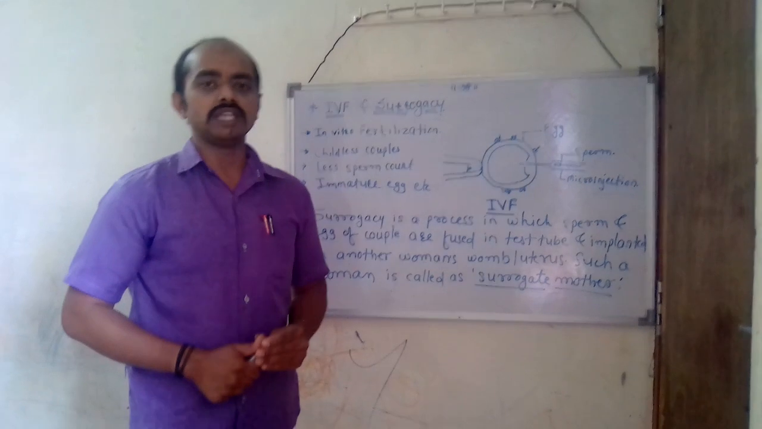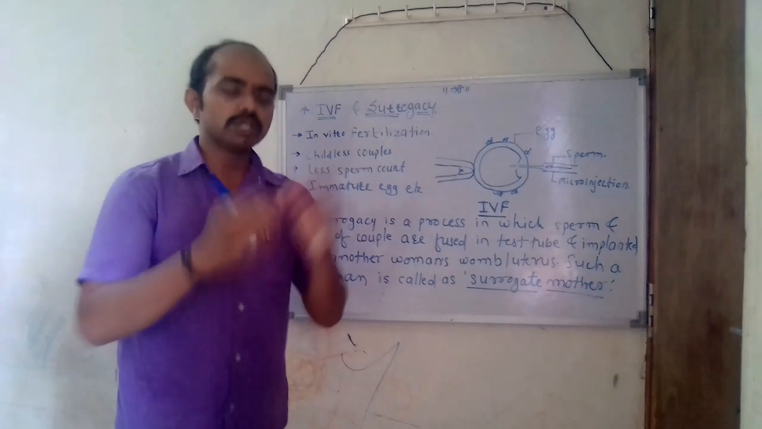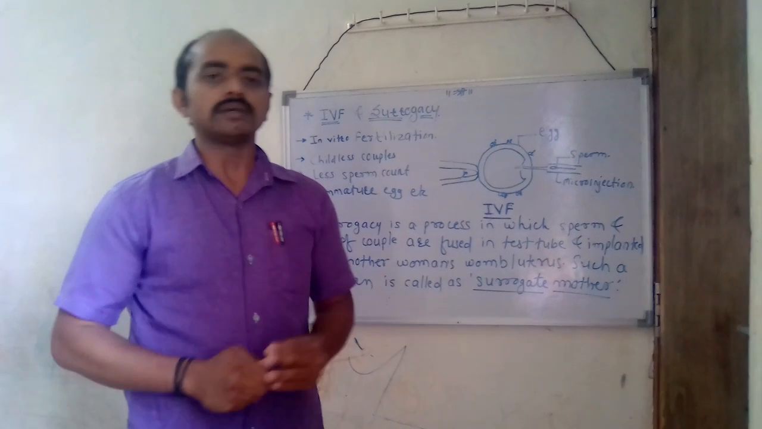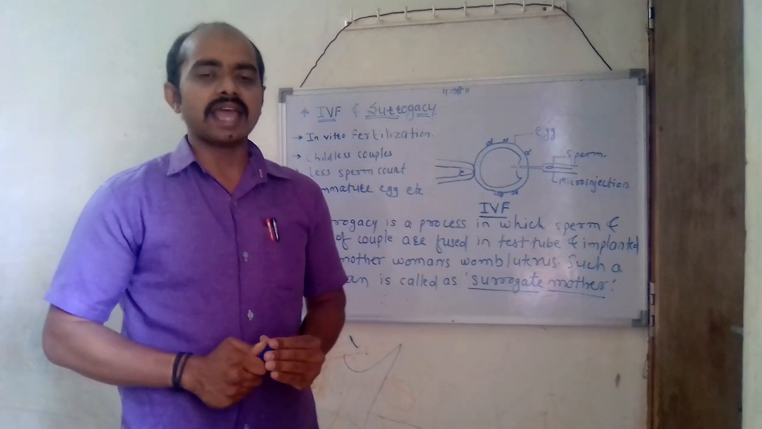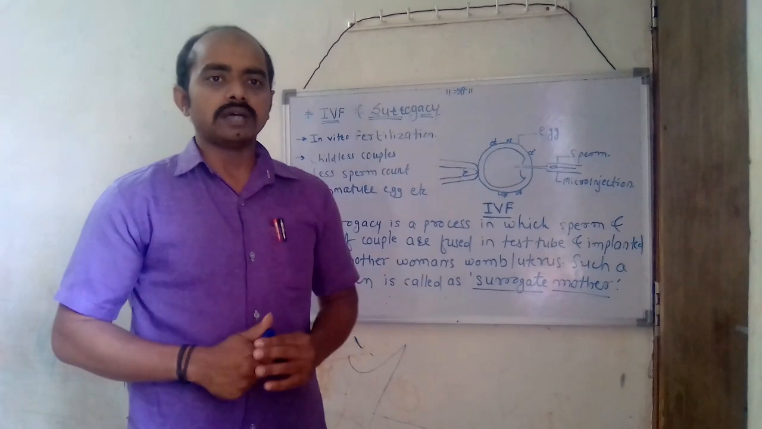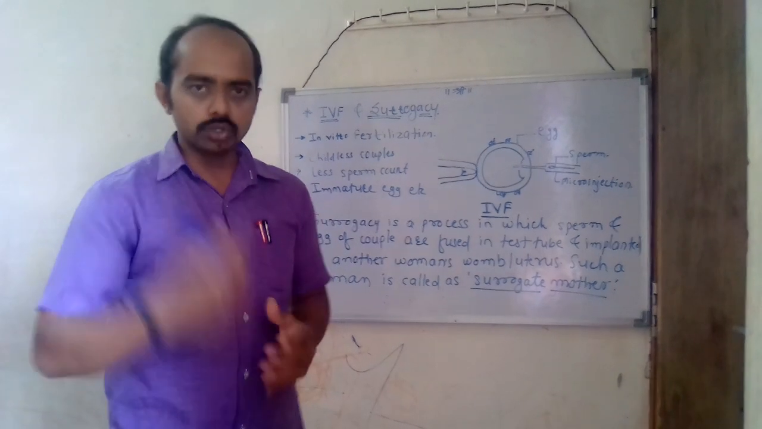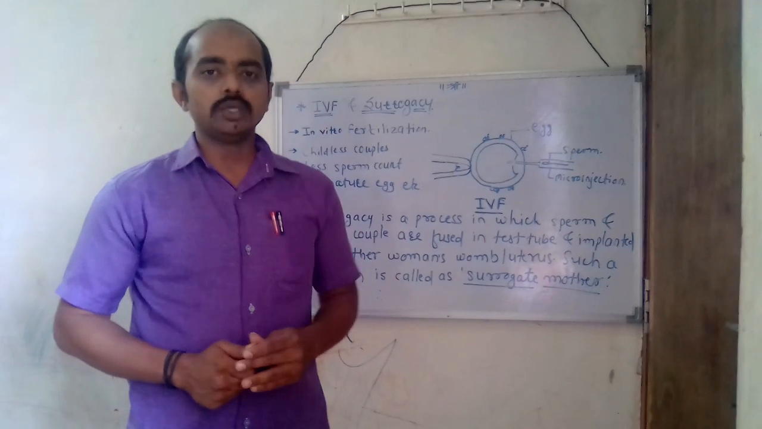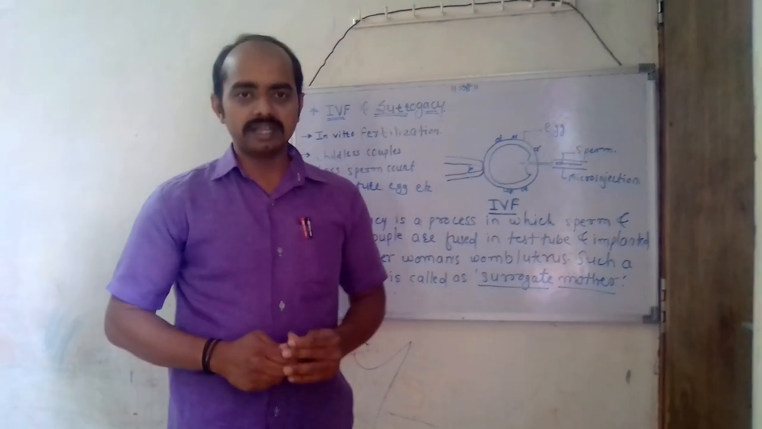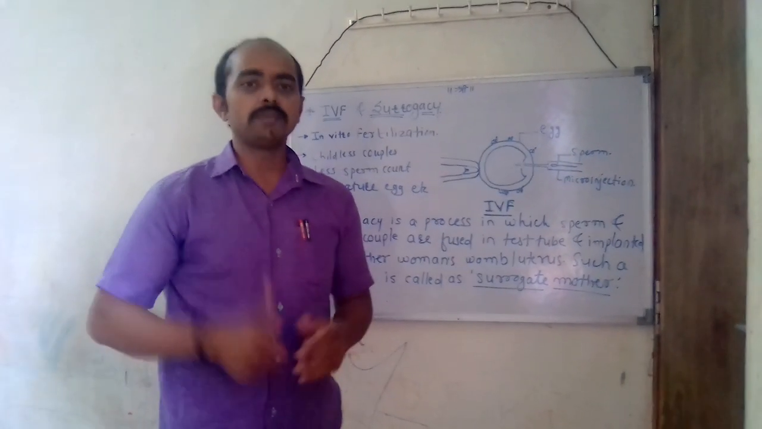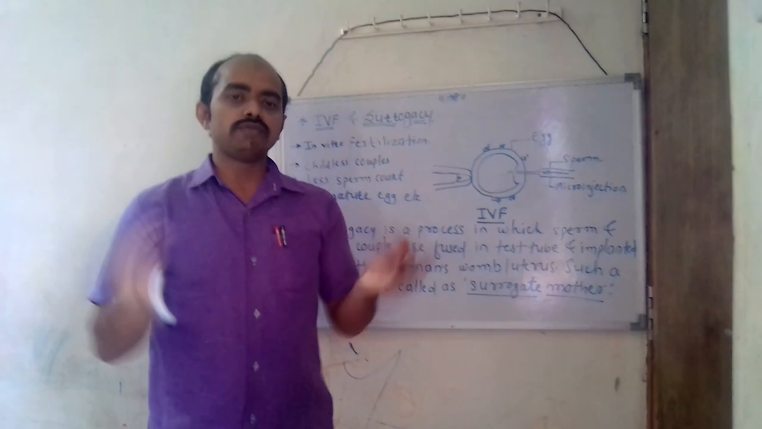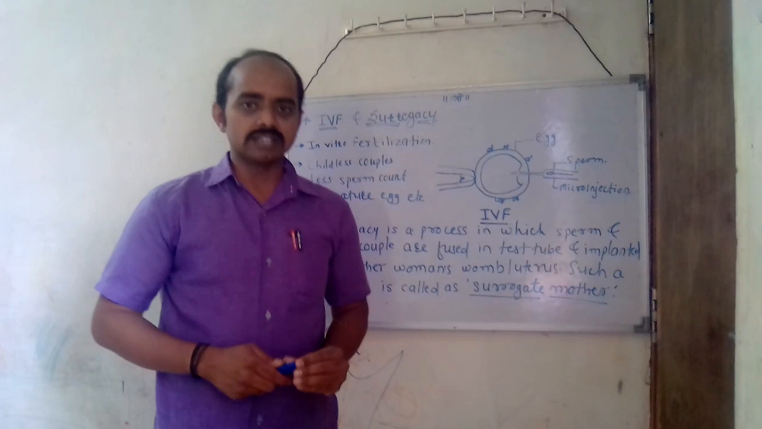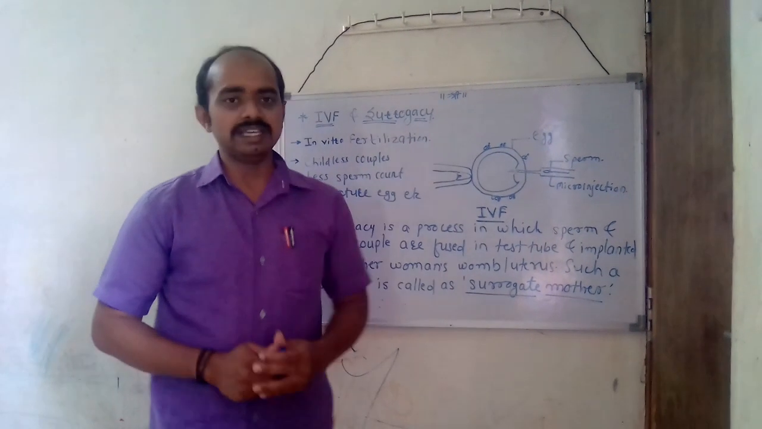What happens in this in vitro fertilization technique? The married couple, that is male and female, are having some incapabilities that they cannot produce a child. For example, the womb or the uterus of that female is not properly maintained, the sperm of the male are not properly mature, or the fusion of the male and female gametes is not possible due to certain reasons. For that purpose, this technology is carried out.